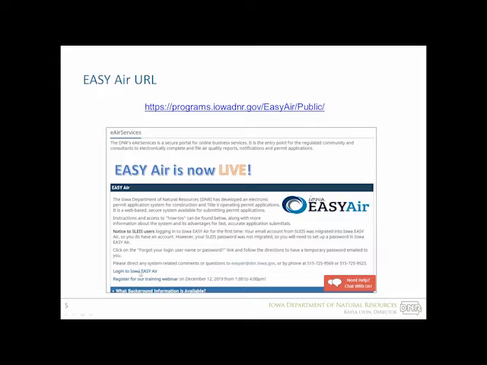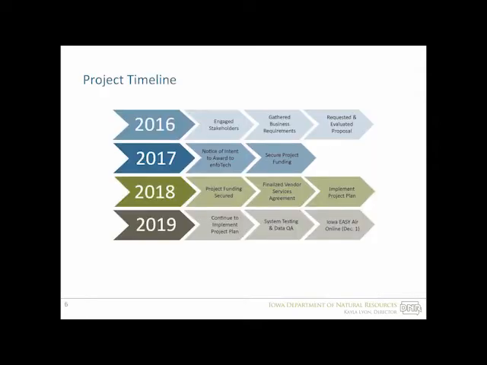EASYAir has been in development for over 4 years. In 2016, we worked to engage stakeholders, both internal and external, to gather the features that you want the project to have and what things you want the software to do. And we used those business requirements to develop an RFP. We awarded a notice of intent to award to our contractor in 2017, and then it took us over a year to secure funding. We received funding in April of 2018, and we've been working with the vendor pretty much nonstop since November 1st of 2018, and we went live on December 5th.